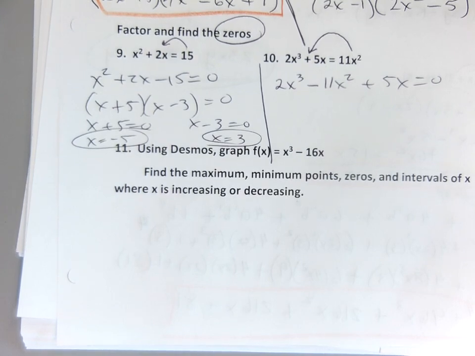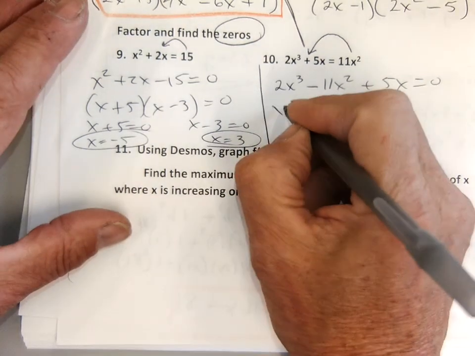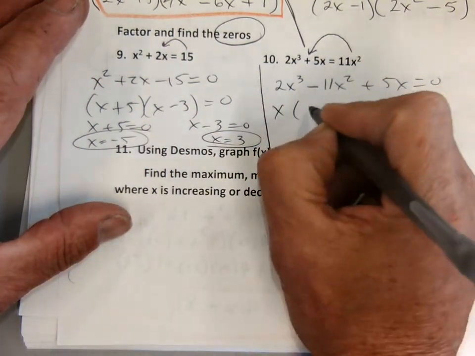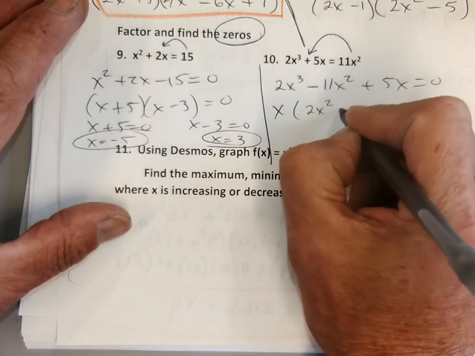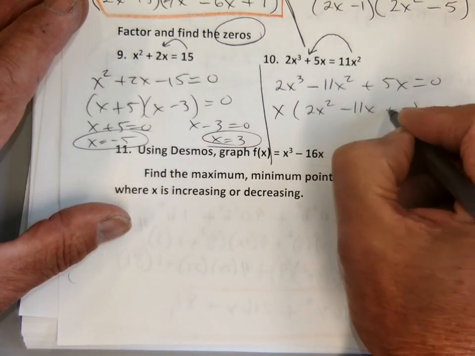There has to be 3 answers. But before I do too much more, I'm going to try and make this problem easier. How do I make it easier? Yeah, take an x out, right? So if I take an x out, it's going to make it easier, okay? So if I take out an x, I'll have a 2x squared minus 11x plus 5, okay?